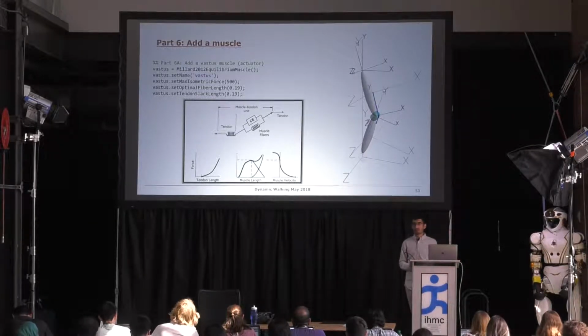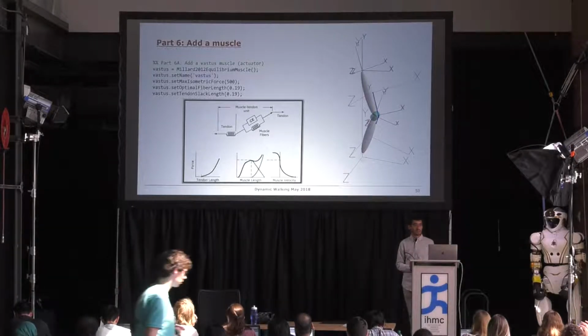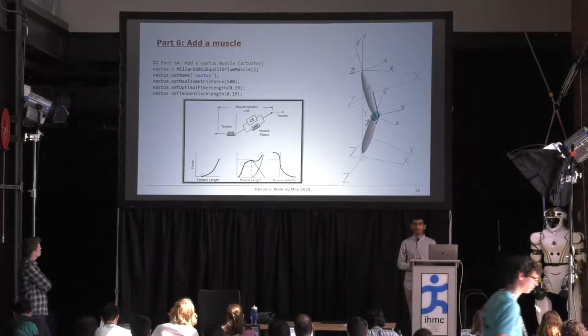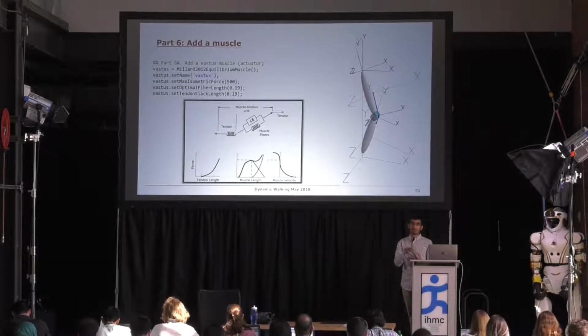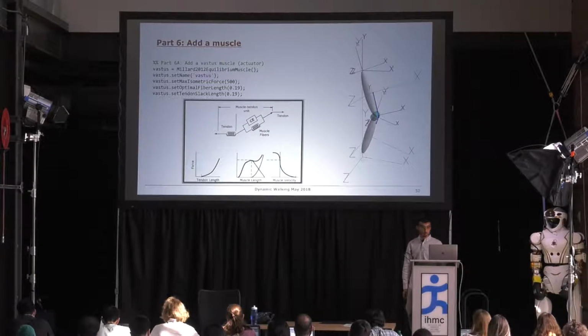Some muscles have really long, compliant tendons, while others have short tendons. And so with properties like this, we can scale our generic OpenSim muscle model to describe any muscle in our body.